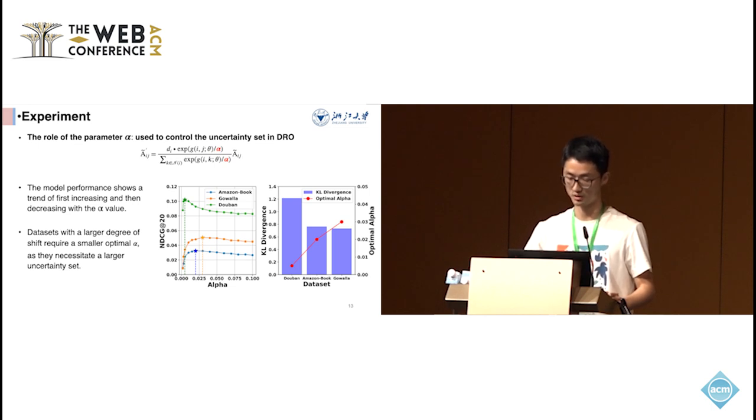Furthermore, the relationship between degrees of distribution shift and the value of optimal alpha is explored. We examine three datasets, Amazon Book, Gowalla, and Douban. Characterized by different degrees of popularity shift, the KL divergence of item popularity distributions between the training set and the test set is used to quantify the extent of distribution shift. We found that datasets with a larger degree of shift require a smaller optimal alpha, as they necessitate a larger uncertainty set to include the ideal distribution. While datasets with a smaller degree of shift perform better with a larger alpha. The above exploration further enhanced the interpretability of our method.